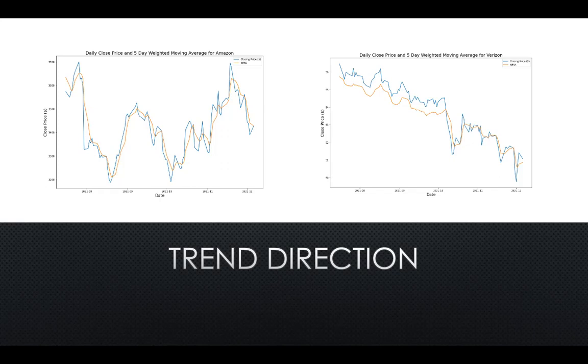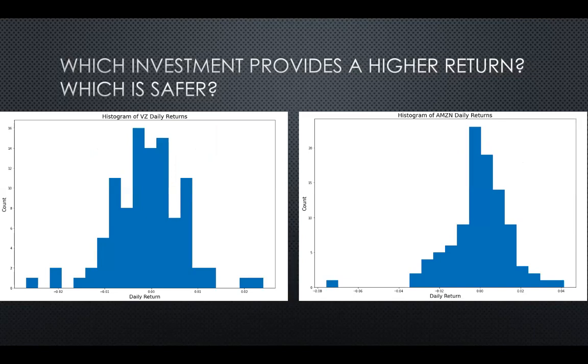Amazon's close price plotted over the past 100 days has been much more up and down, as you can see, or volatile. For this, the weighted moving average is hard to use as an indicator for where the price is trending. Which investment provides a higher return and which is safer? Verizon's daily returns remain closer to zero, while Amazon's move further away from zero.